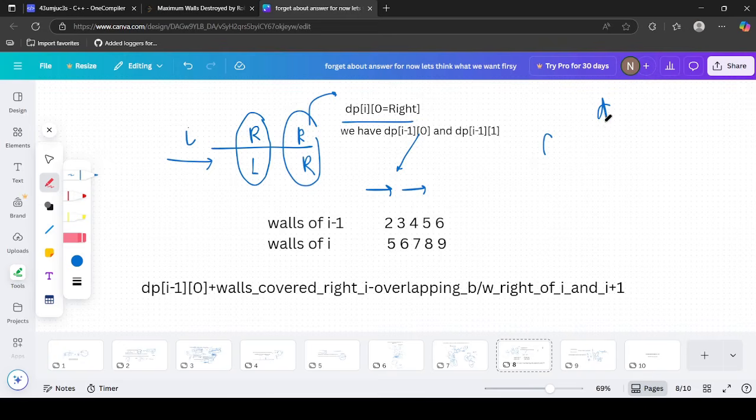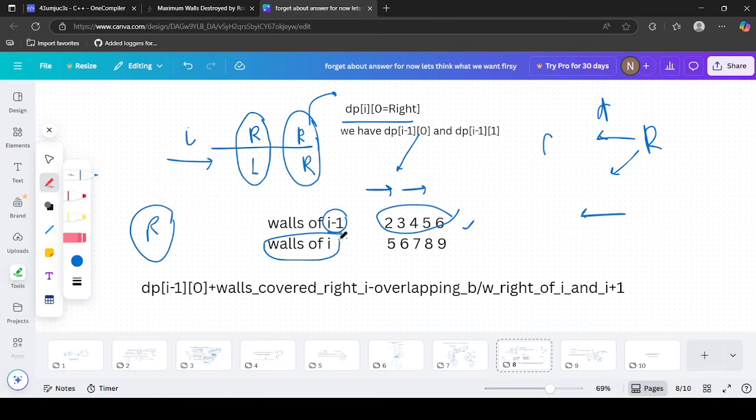And how can we compute that? For the before one we have two choices, right and left. So let's think about right first. For now we are assuming that I minus 1 is also firing right. Let's take some example. Assume that the walls of I minus 1 when choosing right are 2 to 6. So when robot I minus 1 is firing a bullet at right, 2 to 6 are the indices that are affected. And now we also assume that we are choosing right at the present index for the present robot. So what are the walls affected by robot I firing the bullet in the right direction? They are 5 to 9. So this is the before one and this is the present one.